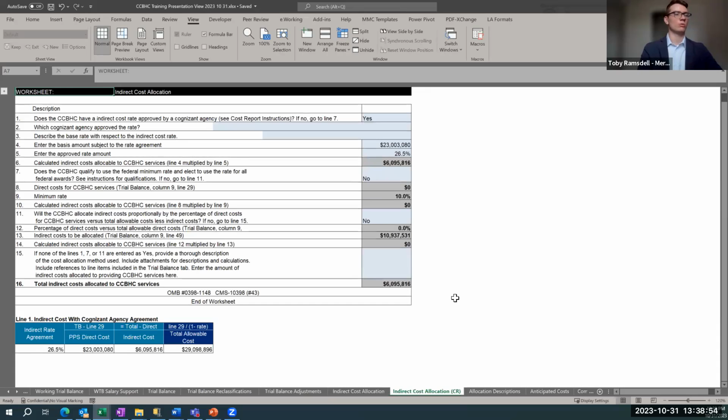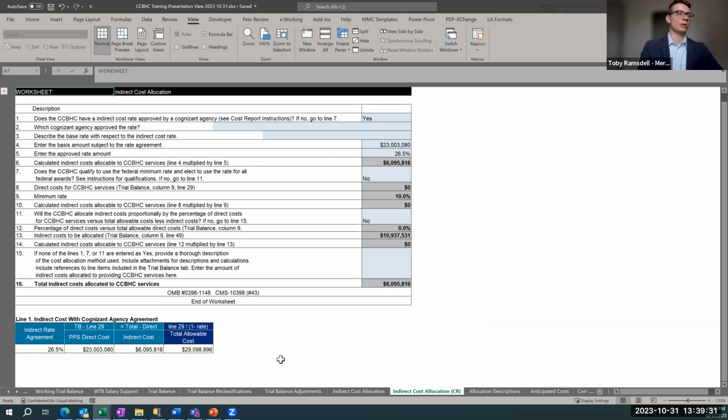Let's review a cognizant rate agreement example of indirect cost allocation. So, use the documentation that you have from the cognizant rate agreement. Again, you'll need to submit that as part of your reporting package with the cost report. So you'll select yes for item 1, enter the basis amount subject to the rate agreement. So that'll be my indirect costs, and then enter the approved amount. So that is the rate that you'll use from the cognizant agency. So in this case, just a random example, my rate is 26.5%.